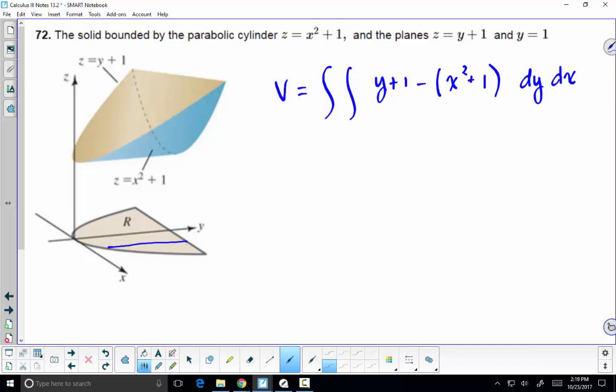So now we have to figure out what the limits are. Let's look at the x's first. So the x's are going from where to where? Well, we need to know what this point is and what that point is. We have symmetry, so we really just need one of those x values. But how do we find those x values? This line right here is y equals 1. So we take that y equals 1. We look at this parabola right there. And if we project that down into the xy plane, we're getting this.